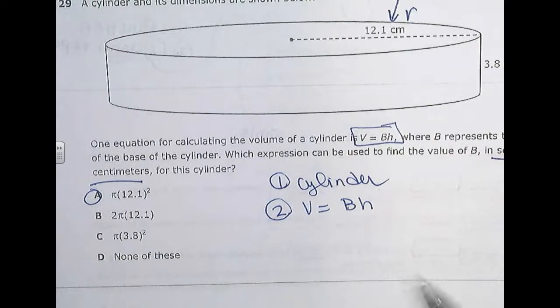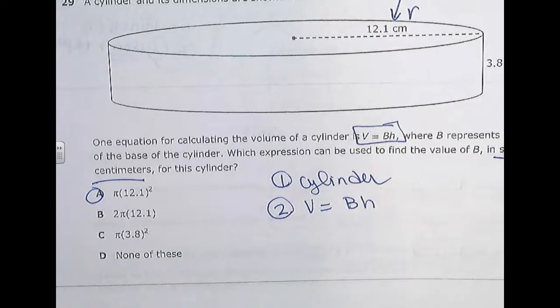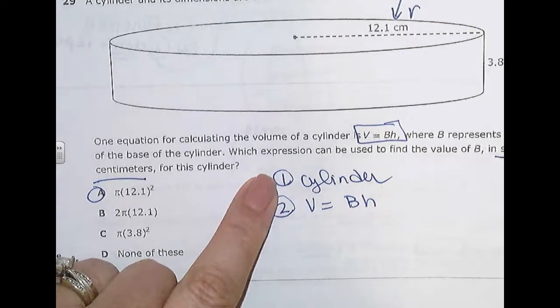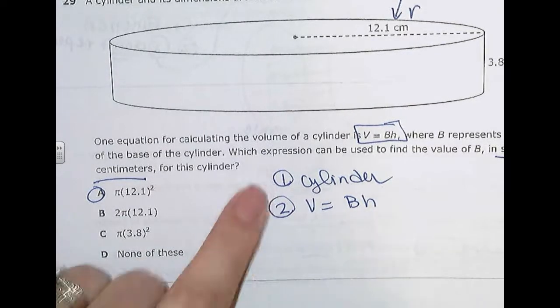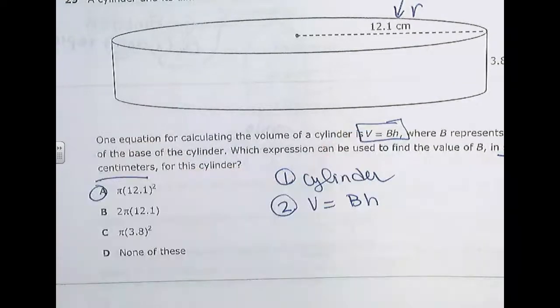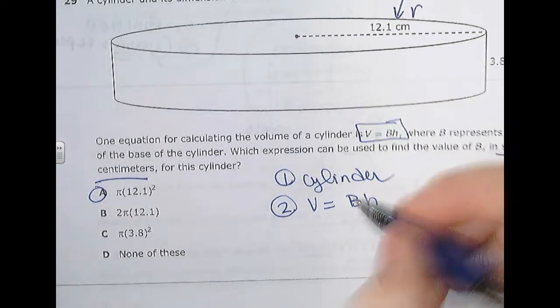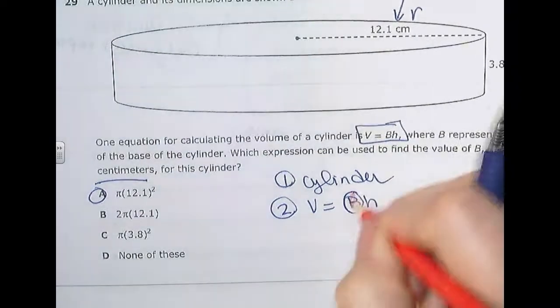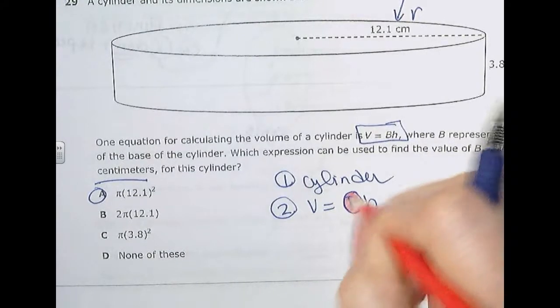Now, let's continue working. You're supposed to be finding what? It says, one equation for calculating the volume of a cylinder is volume equals base times height. I already started. You're right. My cylinder is my title, my action word, and then volume is capital B times height. It was on the formula chart, too, but they did tell you. B represents the area of the base. I should draw a little circle and shade it in. I'll go with red.